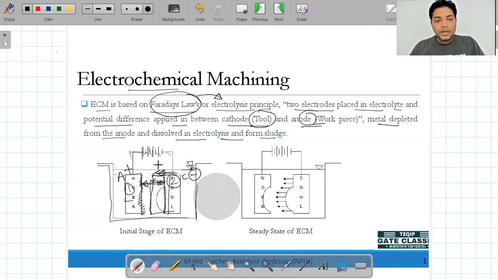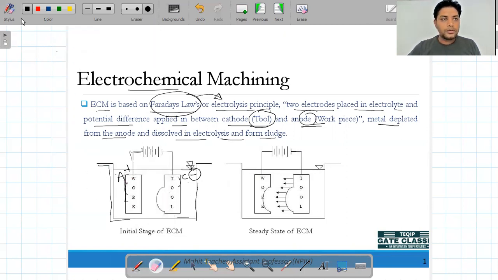Now what will happen, and how the reaction occurs, we will discuss in the next slide. But right now, whatever surface we have to make over the workpiece, for example a semi-spherical shape inside this workpiece, we will make a replica of that over the tool. The same radius of hemisphere we will make over the tool body.